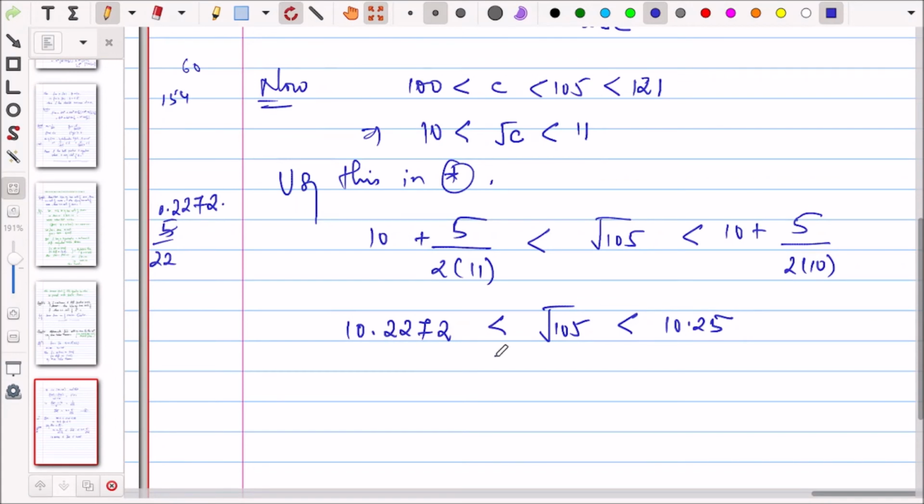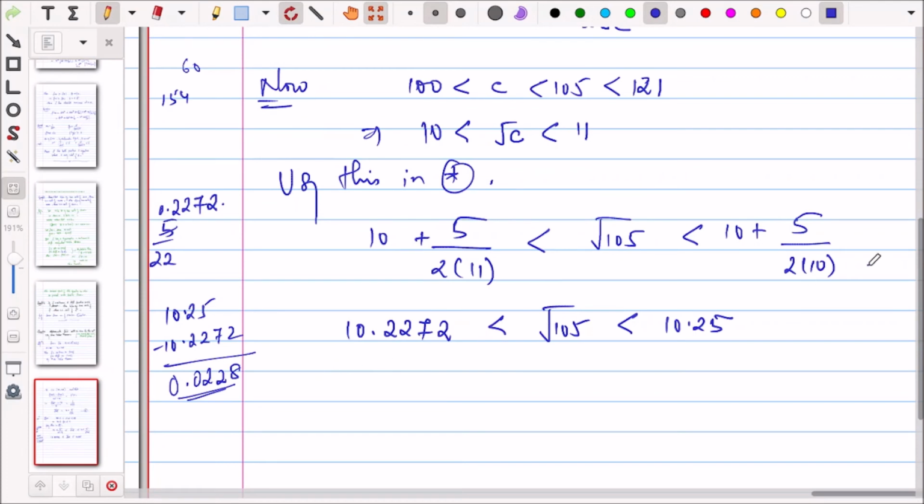Now what is the error? इन दोनों का डिफरेंस देखो कितना आता है, 10.25 minus 10.2272, so what you get is 0.02, which is not less than 10 to the power minus 2.